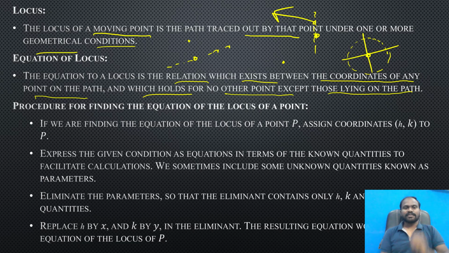Okay, procedure for finding the equation. Simply we'll assume the given point's coordinates as some x comma y or h comma k. Next they will give some condition. Based on that condition, we'll write the equation, then we are going to find the given parameters, that means the given variable things. Simple thing. Maybe if we can solve 1 or 2 questions, you'll get clarity.